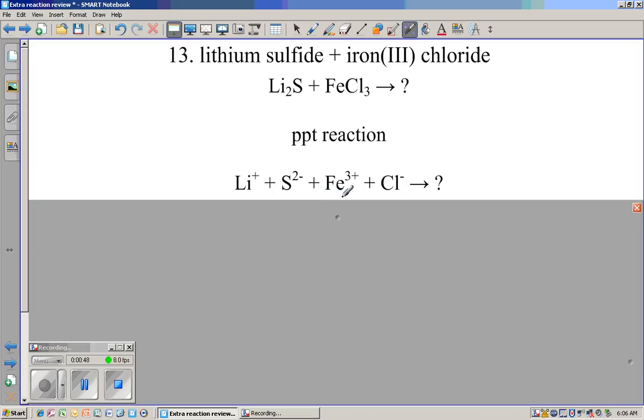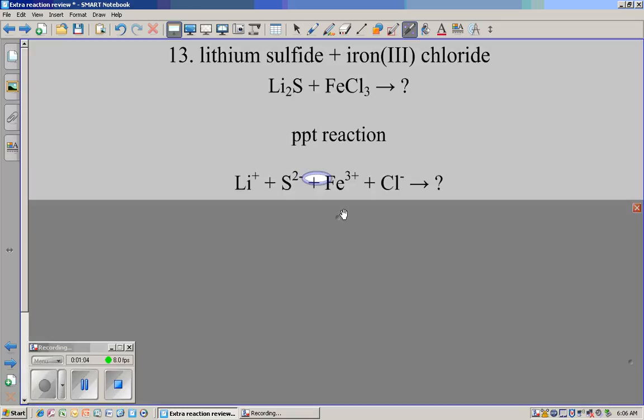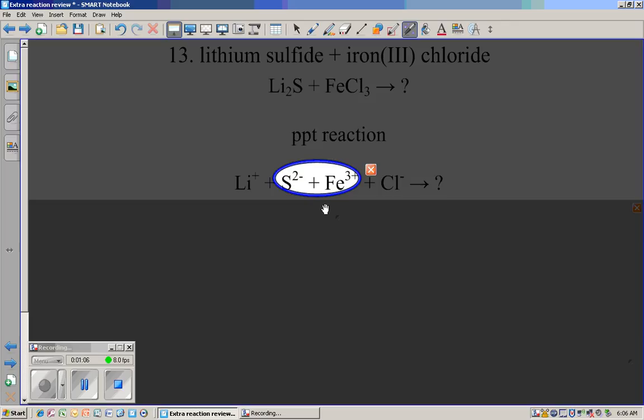It's got to be the iron. And the iron was already with the chloride. That doesn't form an insoluble pair. The rule for chlorides is that they are soluble unless they're with silver, mercury, or lead. And that gives us that our insoluble pair has to be the sulfur and the iron.